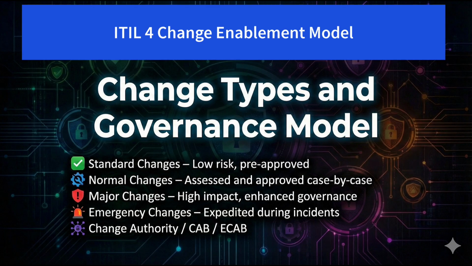Major changes are a subset of normal changes, but involve significant risk, cost, or business disruption. These require enhanced review and executive visibility. Emergency changes, sometimes called expedited changes, occur during active incidents to restore service or contain threats. These are handled by an Emergency Change Advisory Board, or ECAB.